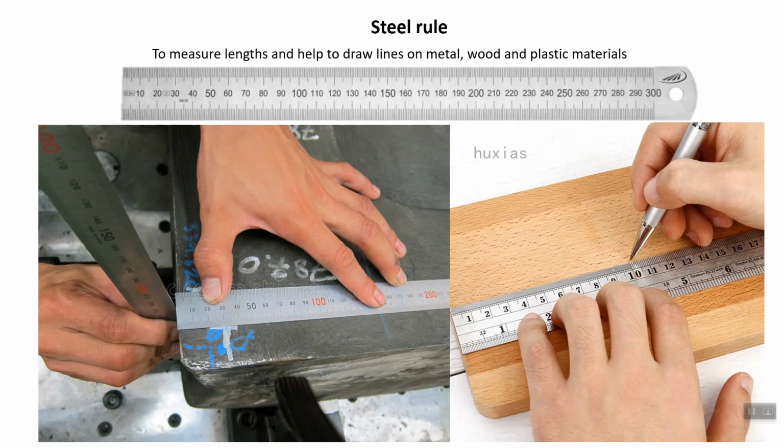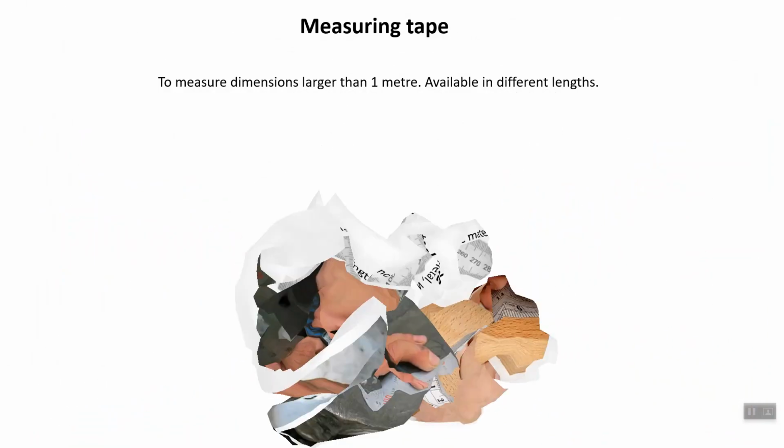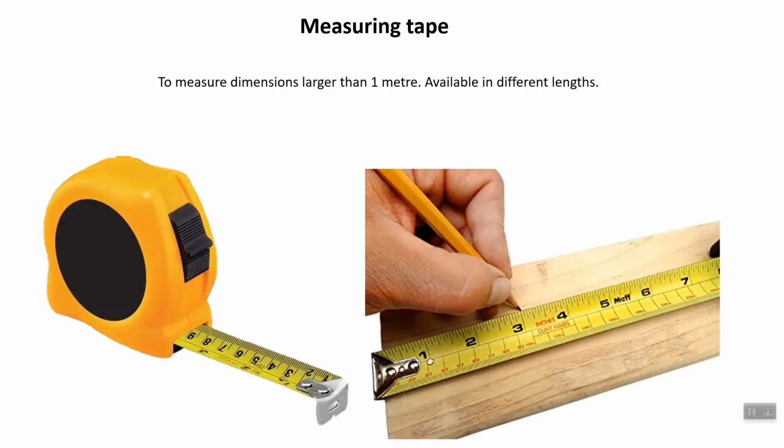Then we have the measuring tape. Measuring tapes are used for larger dimensions, for above 1 meter, for example. I'll be using a measuring tape. It is available in different lengths. The measuring tape is used on any material you want.